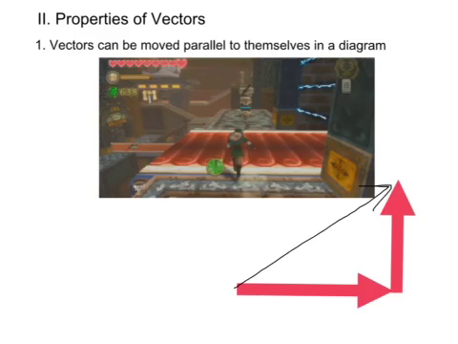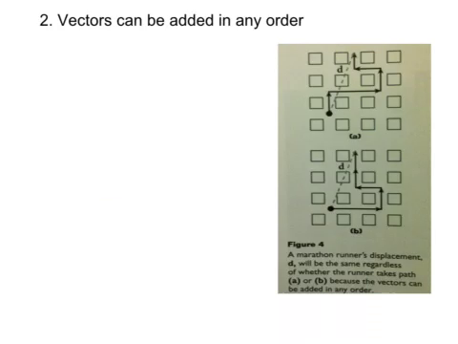And we'd be able to figure it out easily by using Pythagorean theorem. A second property of all vectors is that vectors can be added in any order.